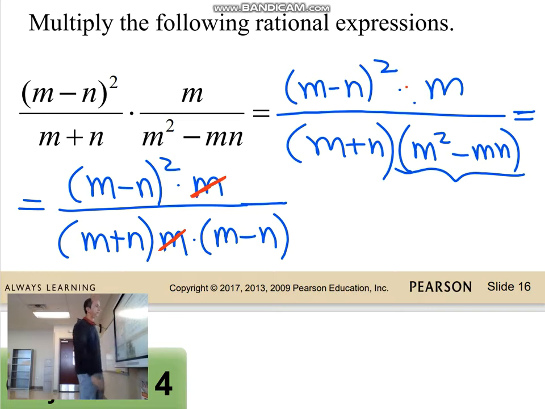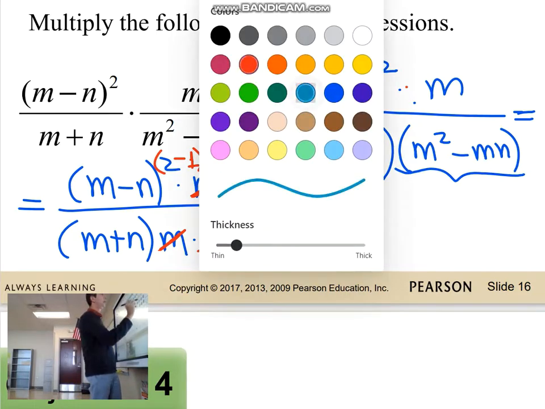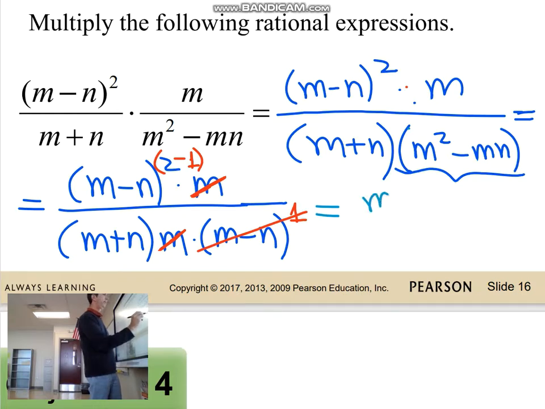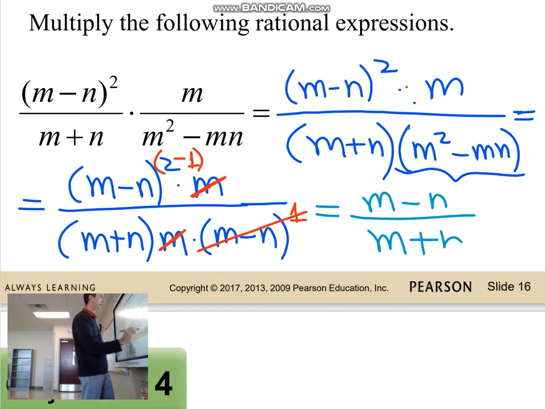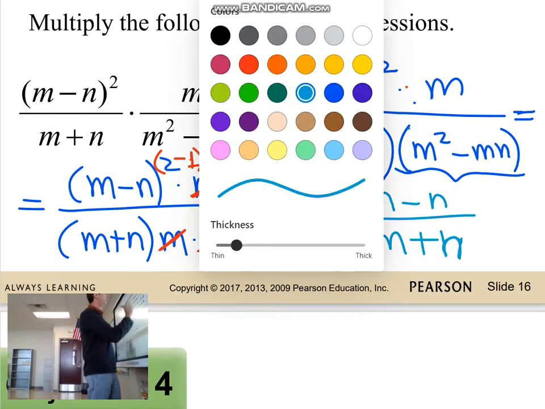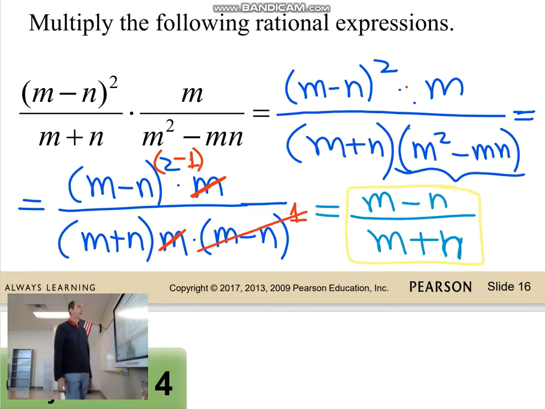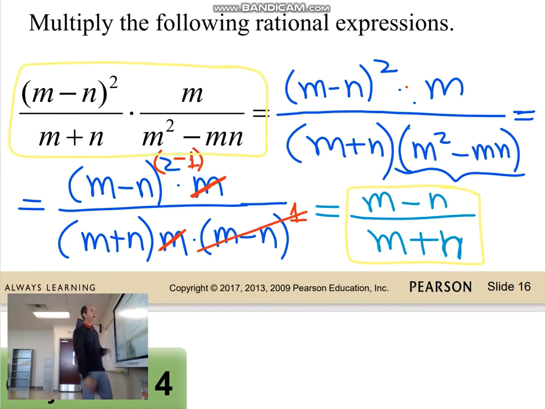M with m, and we have (m minus n) squared and (m minus n) exponent 1, right? We can simplify this by subtracting 1 from this exponent here on the top, 2 minus 1. Okay? The result is right here, (m minus n) exponent 1 over m plus n. And everything else was cancelled, was simplified. Cool, right? You have a much simpler rational expression result from this long, very complex multiplication here.